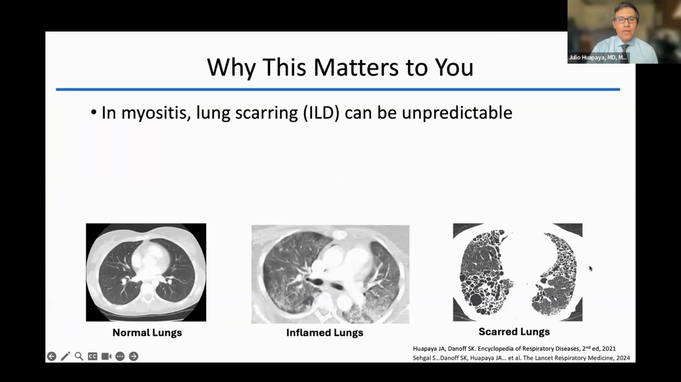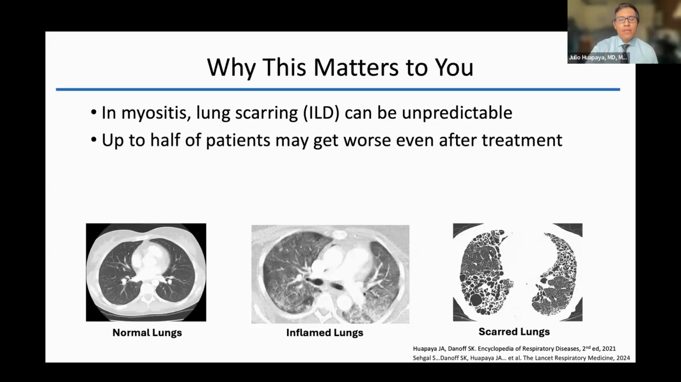So to start today, I'll just highlight why do we care? Why is interstitial lung disease, or in simple terms, lung scarring, so important in patients with myositis? We know that it's associated with lots of issues and high mortality, even in some patients, and the course can be unpredictable. Despite the fact that we do see that patients improve with treatment, we know that up to 50% of the patients may get worse after treatment.